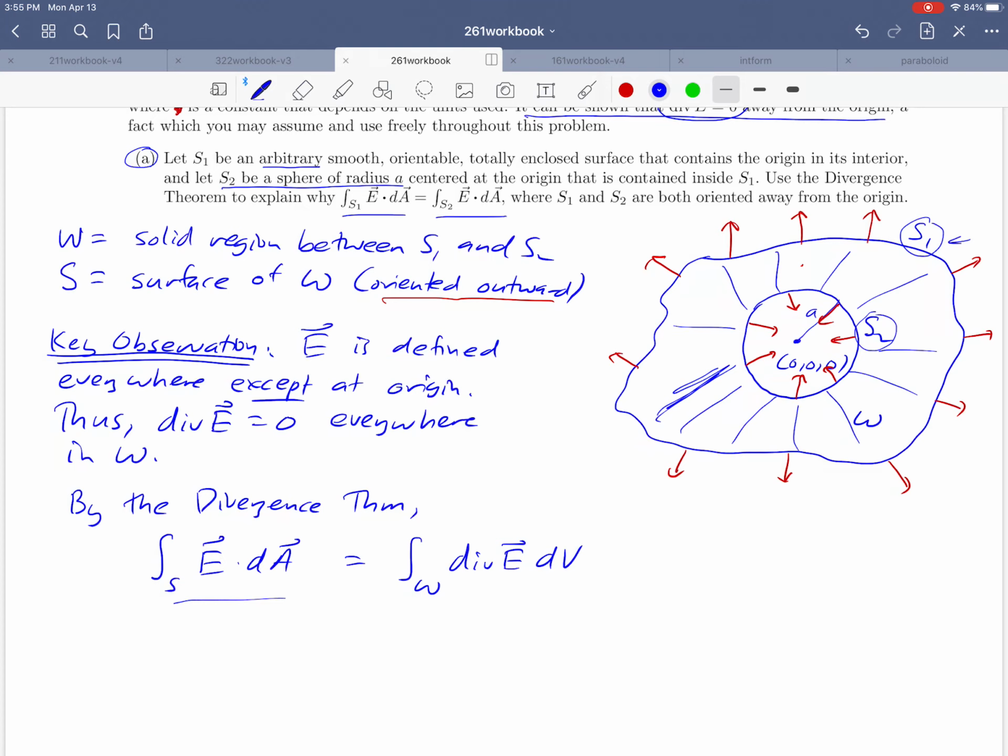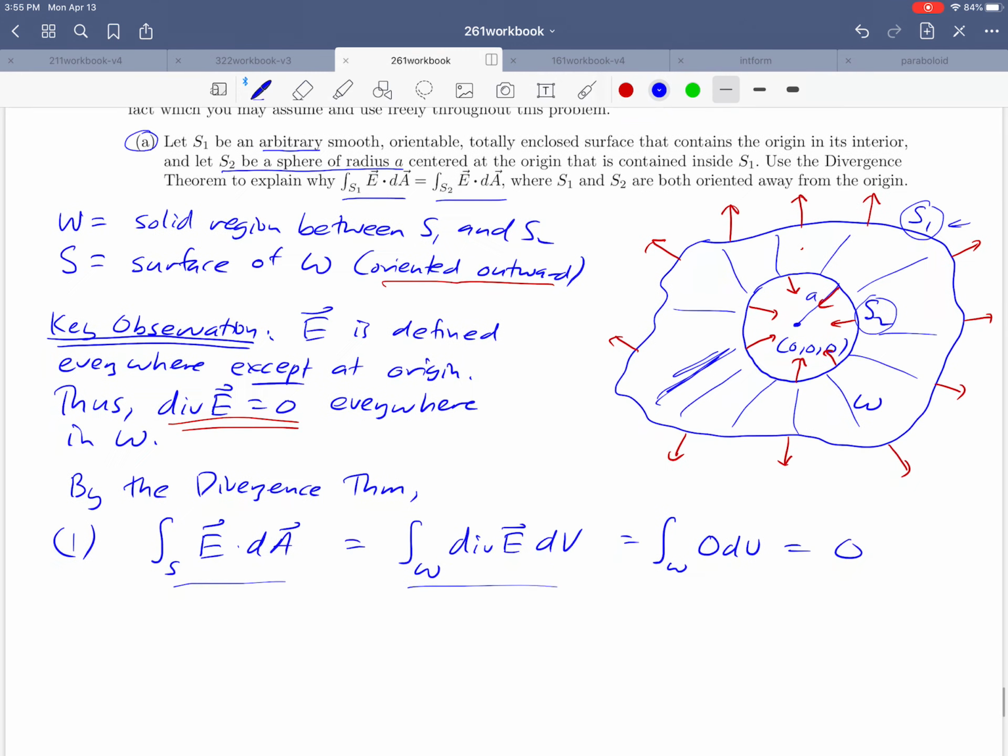We can take this flux integral on the left and replace it by a triple integral. But we just made the comment above that everywhere in W the divergence is 0. So this integral that we're doing, we're just integrating the 0 function over dV. That's going to give us 0. Okay, I'm going to label that equation 1. So we've just proven that if you integrate the electric field over the entire surface S, which has these two parts, you're going to get 0.